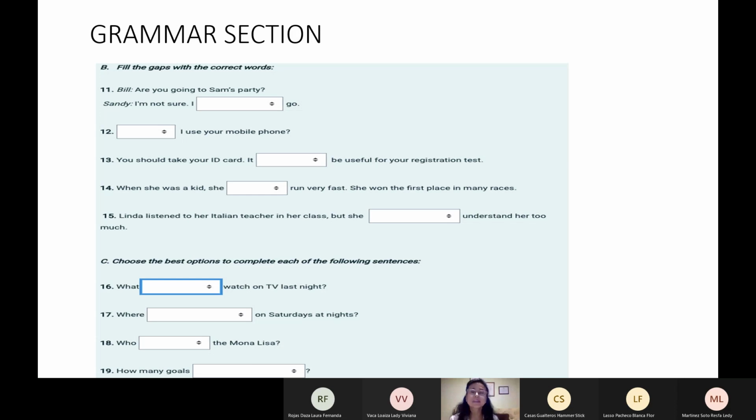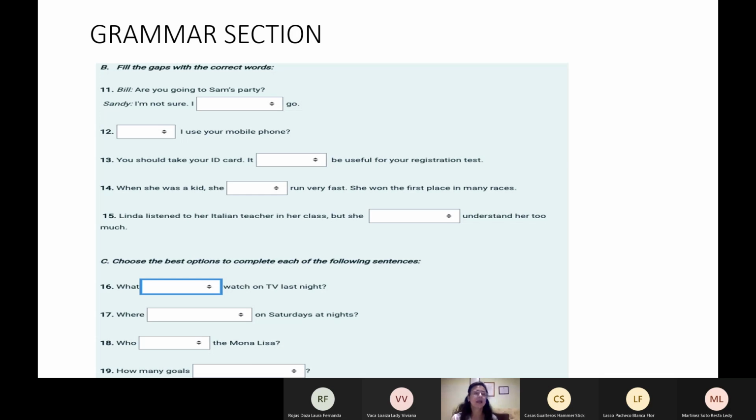Linda listened to her Italian teacher in her class, but she cannot, could not, may not. ¿Cuál sería apropiado ahí el modal para completar la oración? Could not, porque dice Linda listened, escuchó, pasado. ¿Será presente o será pasado? Pasado. Habilidades para el pasado. Ella no pudo, entonces, ¿cuál sería? Could not. She couldn't. Muy bien. She could not understand her too much. Ella la escuchó, pero no la pudo entender. Muy bien.